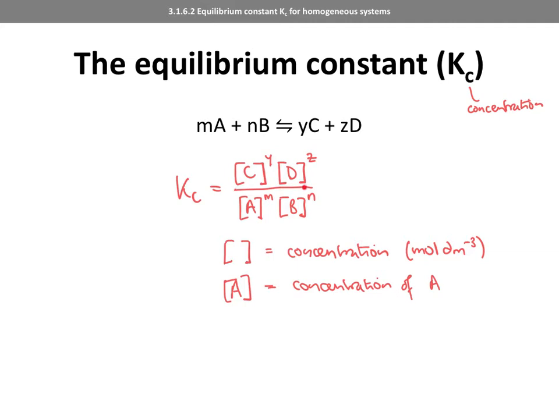So it's going to be a fraction. On the numerator is going to be whatever products there are, to the power of however many moles of each there are, and those products are going to be multiplied by each other. And then on the denominator is going to be the same, but with the reactants.